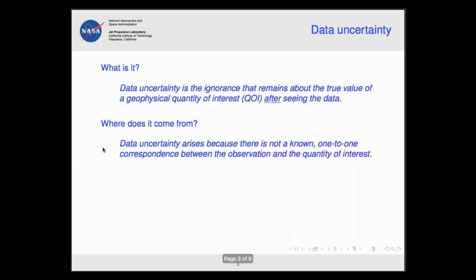So I use the word ignorance rather than doubt, but I think it gets to the same idea. So we could think of data uncertainty as being the remaining ignorance that we suffer from even after we've seen the data.